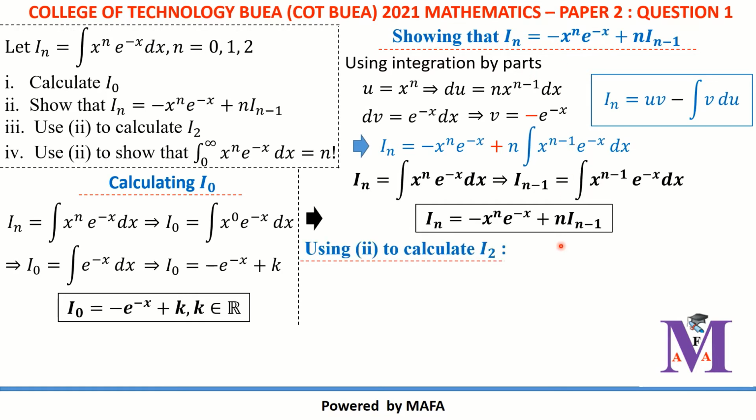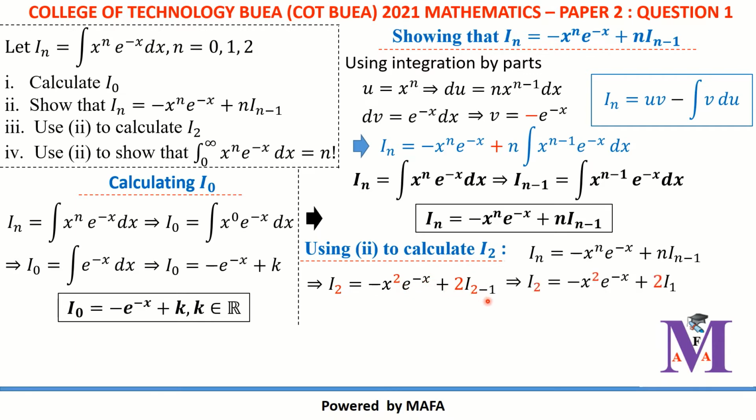Alright, Roman 3 is asking us to use the expression in Roman 2 and calculate the value of I2. Now this is Roman 2. It says that I of n is equal to negative x to the n e to the negative x plus n I of n minus 1. So to get I2, we just replace n with 2 in the expression of I of n. So I2 is equal to negative x squared e to the negative x plus 2 I of 2 minus 1. The 2 minus 1 is 1, so I2 is equal to this quantity here with I1.